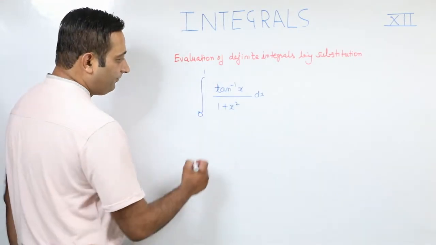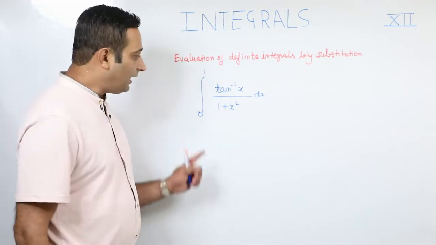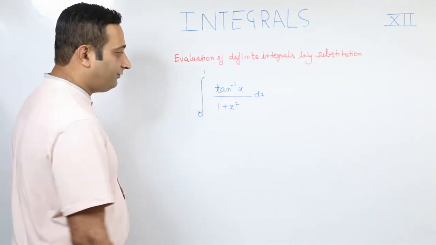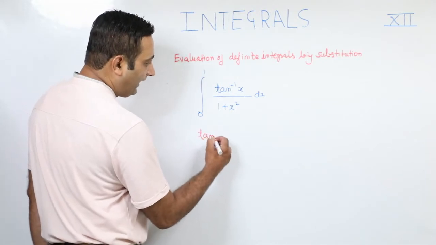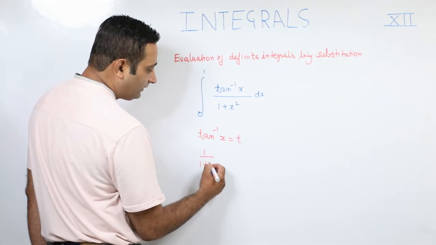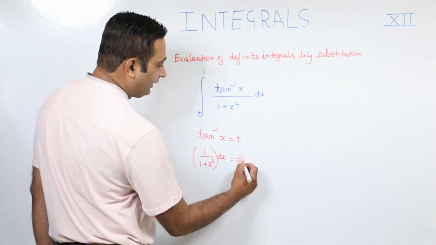In this problem, we have tan inverse x upon 1 plus x square and the limits are 0 to 1, that is the lower limit is 0 and upper limit is 1. We will substitute tan inverse x equal to t, and the derivative of tan inverse x is 1 upon 1 plus x square, so 1 upon 1 plus x square dx will be equal to dt.